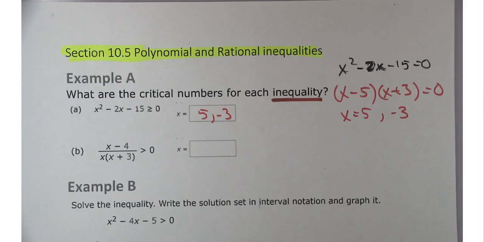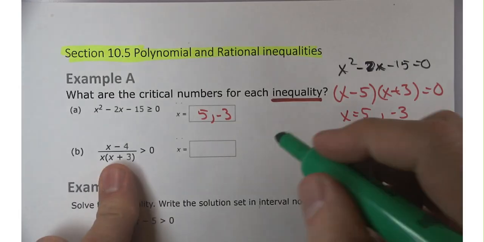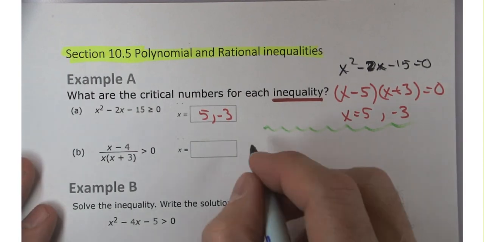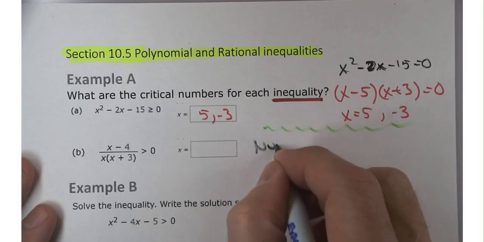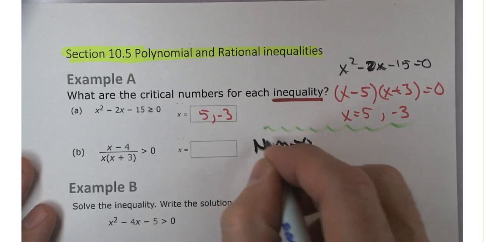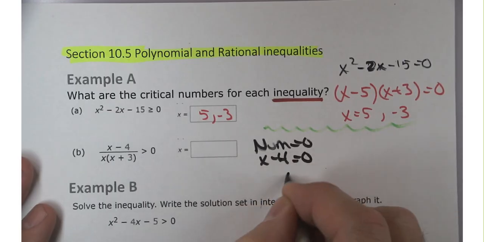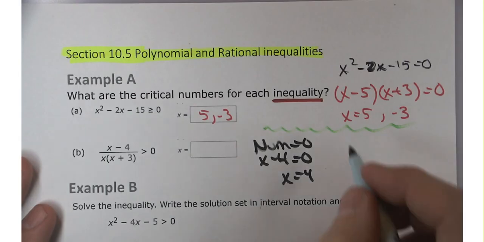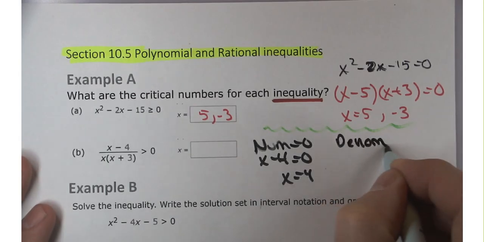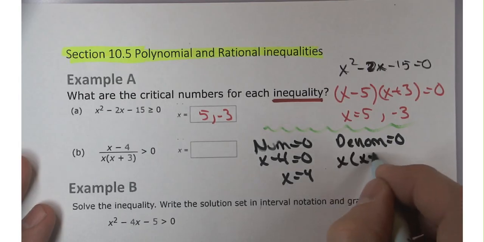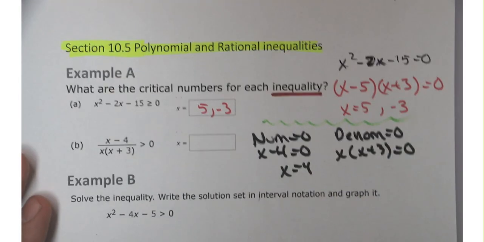Well, the one below this is an example of a rational expression. So it's the ratio of two expressions. And you're really going to have to try and find the critical numbers in two parts. You're going to set the numerator equal to 0. So that's going to be x minus 4 equals 0, or x equals 4. And we're going to set the denominator equal to 0. And I'm curious to see what you're going to get here. How are you going to solve this one?